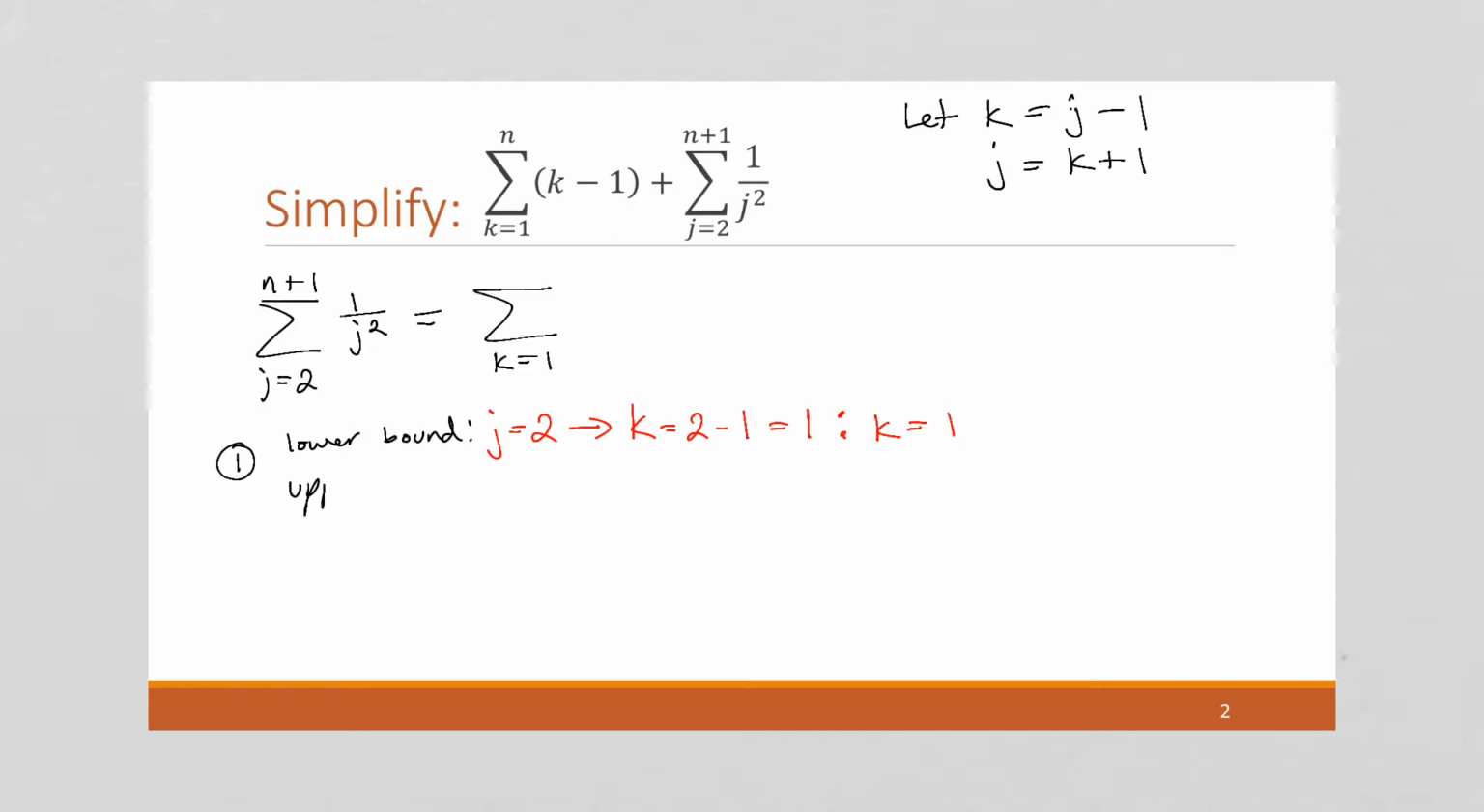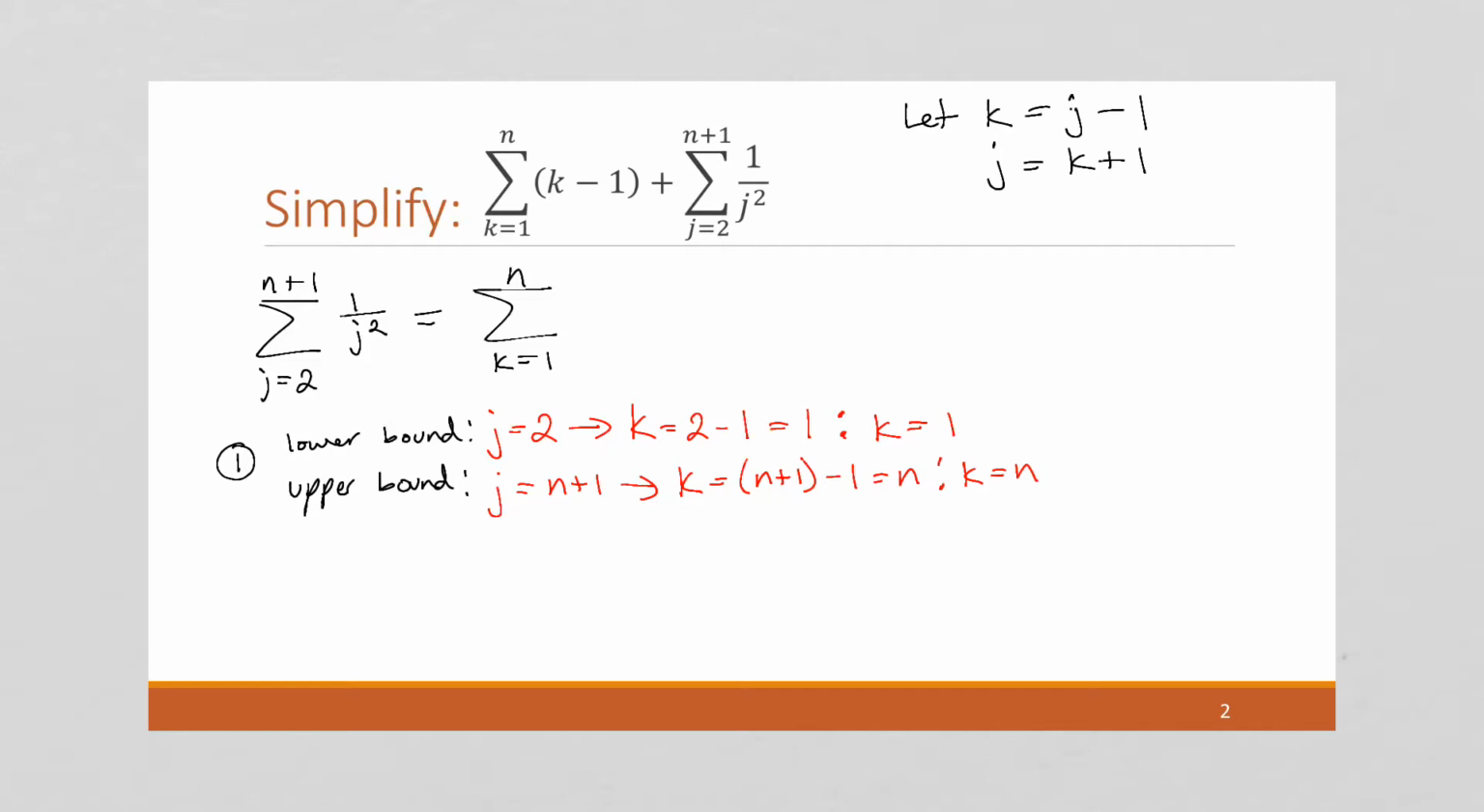Okay, then we do the upper bound. We have our upper bound right here, that j equals n plus 1. And again, I'm going to substitute that back into this equation up here. And we're going to get k equals n plus 1 minus 1, which is n. So our upper bound is going to be k equals n, which is exactly what we wanted.